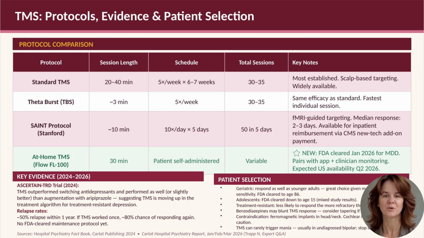Intermittent theta burst stimulation is a shorter protocol using patterned bursts of stimulation, usually completed in 3 to 10 minutes per session, with comparable efficacy to standard TMS and improved efficiency, making it increasingly adopted in clinical settings.